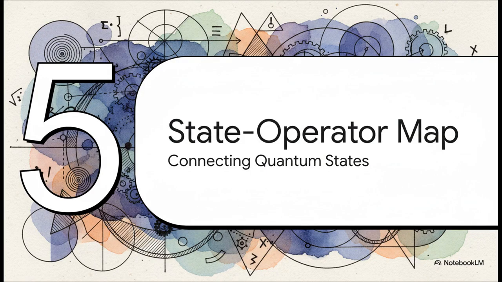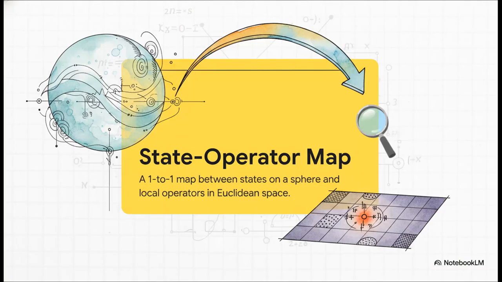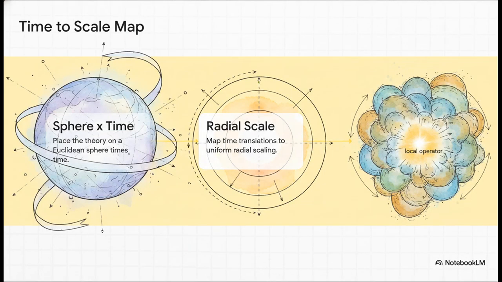Which brings us to our final section, Section 5, the state operator map. The state operator correspondence. This is a convergent, one-to-one map between states in the Hilbert space evaluated on a sphere and local operators inserted at a point in flat Euclidean space. I know, it sounds a little abstract, but it's really a profound dictionary that lets us translate between 2 completely different ways of looking at quantum mechanics. Here is the gorgeous 3-step logic behind how this works.